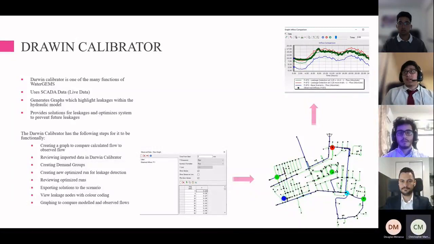It is important to use SCADA data, which is live data. This can be obtained from water authorities such as Yarra Valley Water in our case. Historical data, unfortunately, will not work with the DRAWIN Collaborator. Once having all the data necessary to run the DRAWIN Collaborator, the collaborator will compute all the data together, creating a solution that detects the leakage and also generates a graph displaying the current losses of water.